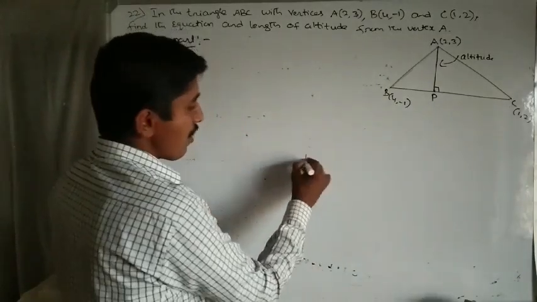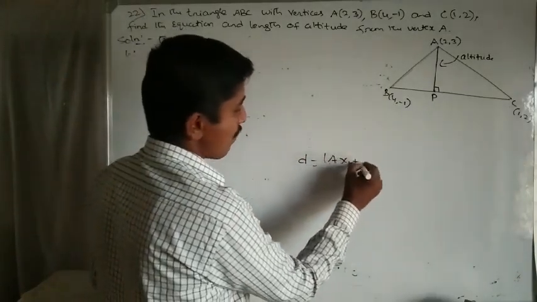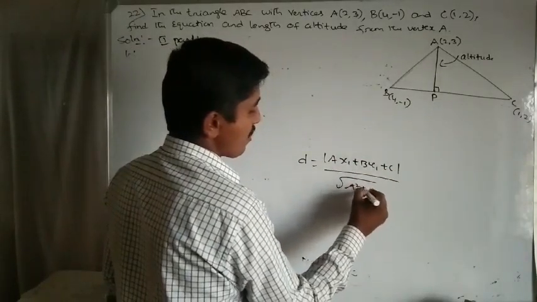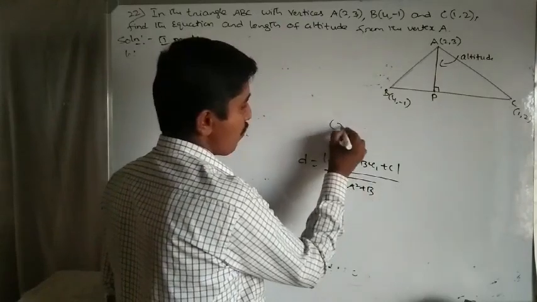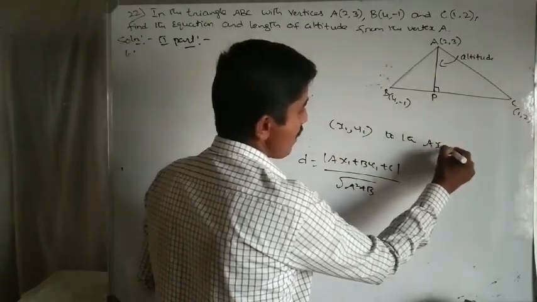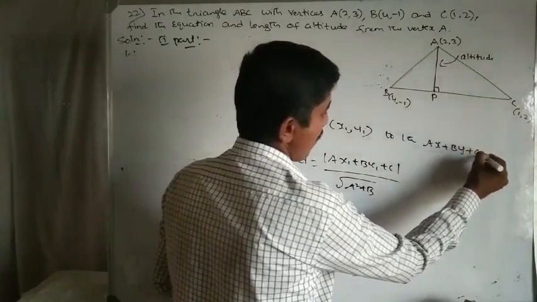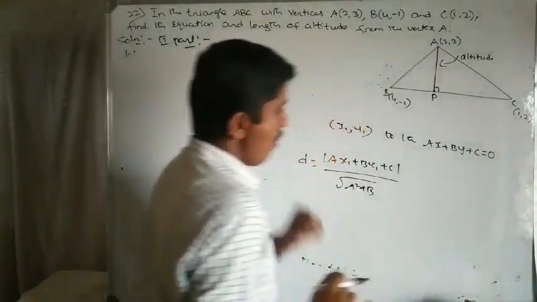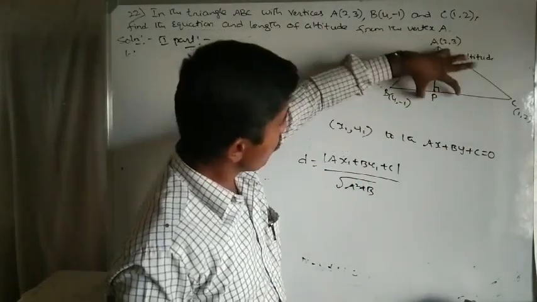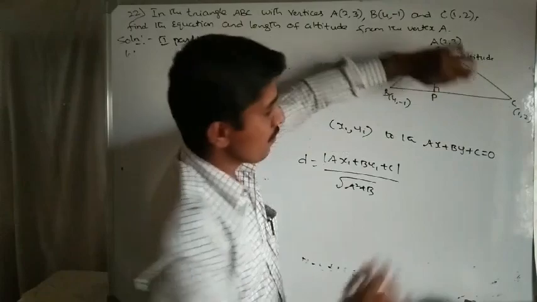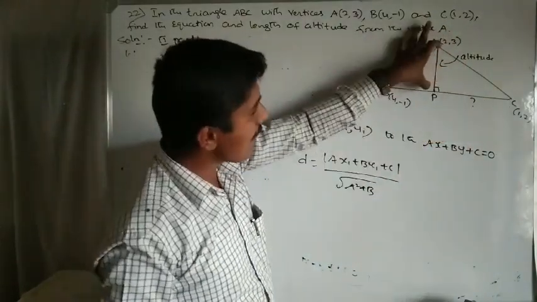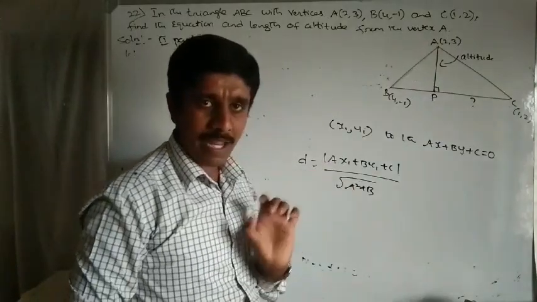Here D equal to modulus of Ax1 plus By1 plus C divided by root of A square plus B square, which is the required distance from point (x1, y1) to the line Ax plus By plus C equal to 0. Here the point is (x1, y1), and the line is the BC line. Find the BC equation first and find this length by using this formula.